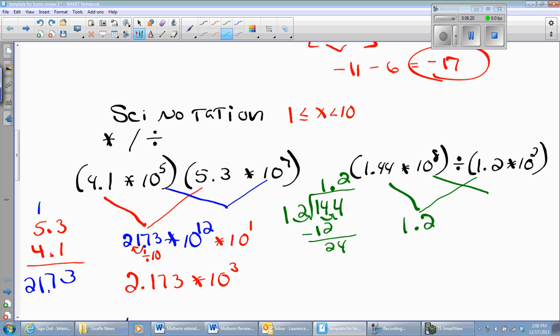Now I divide here. 10 to the 8th divided by 10 to the 2nd is 10 to the 6th. And there you go. I don't have to convert this one to scientific notation because it's already there.